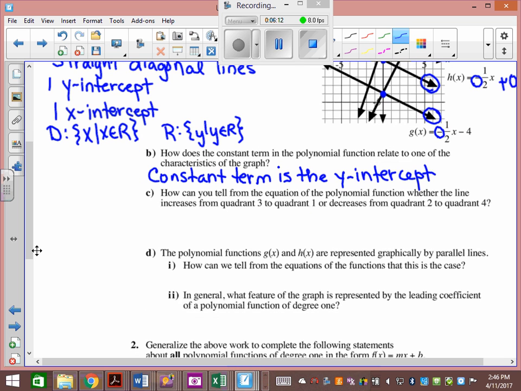So if you have a negative leading coefficient, you're going to want to write this down because they ask questions like this all the time. If you have a negative leading coefficient, you end down on the right.